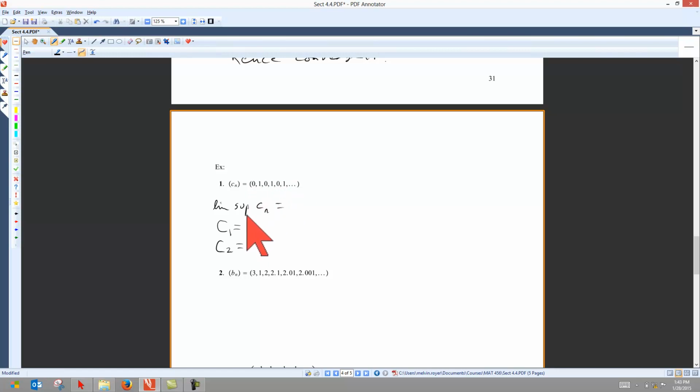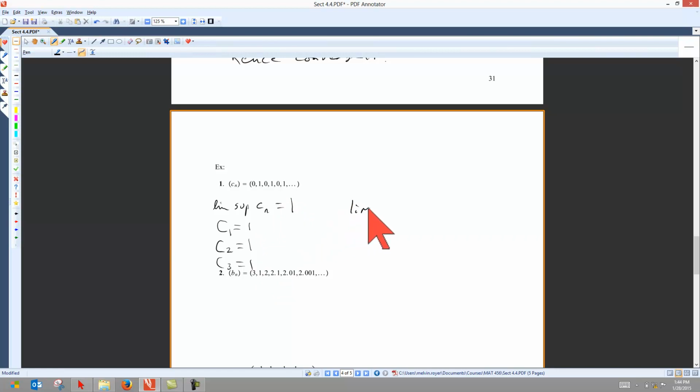Well, there are ones in places in the list. How about if I start at the second element and go from there on out? What's the biggest thing I see? 1. What about the third element from there on out? What's the biggest thing I see as I go forward? 1. And of course I can keep this up all day long, and so the limit superior is now the limit of this sequence of numbers, and 1, 1, 1, 1, 1 has limit 1.